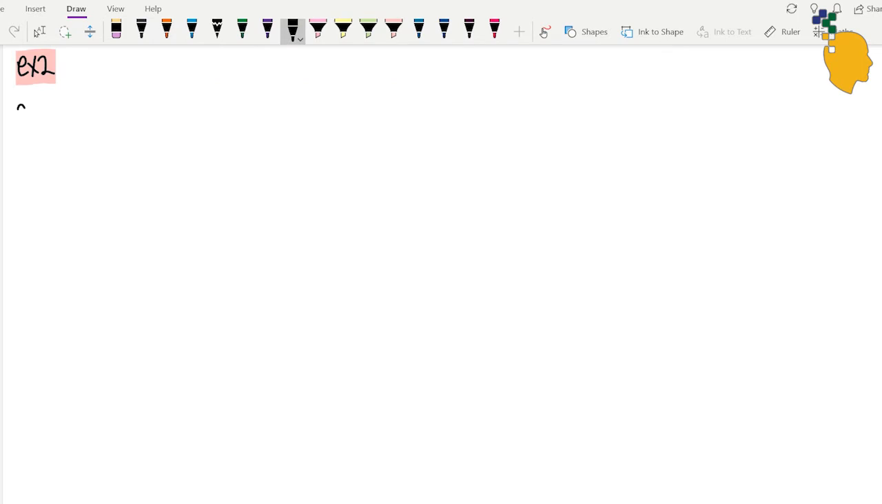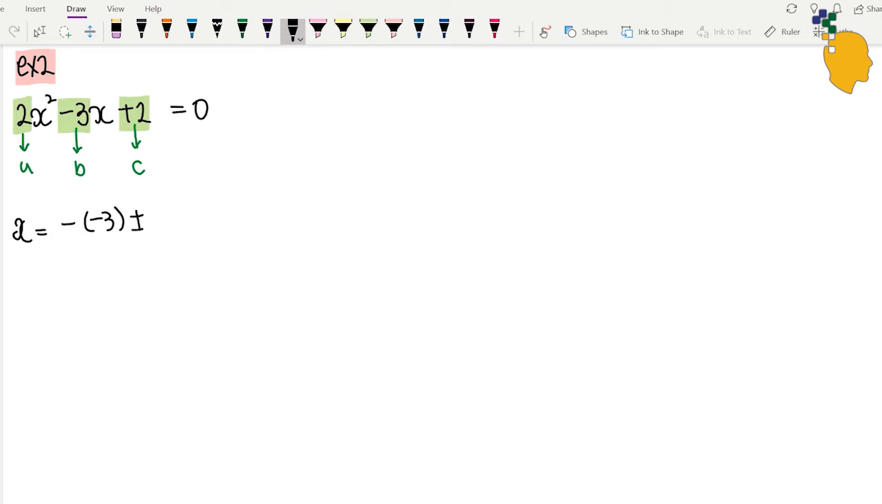Let's try our second example. We have 2x squared minus 3x plus 2 equals 0. So a is 2, b is negative 3, c is 2. So substitute all our values into our quadratic formula. It'll be x is negative 3 plus minus root negative 3 squared minus 4 times 2 times 2 over 2 times 2.